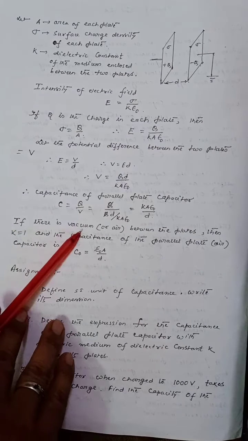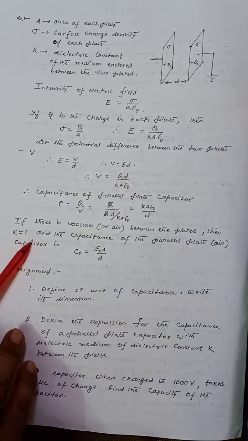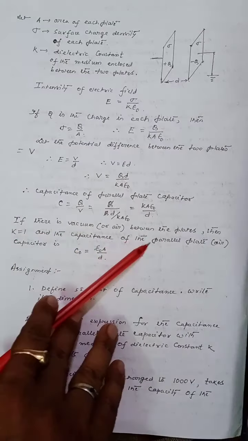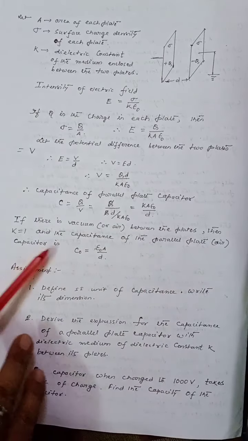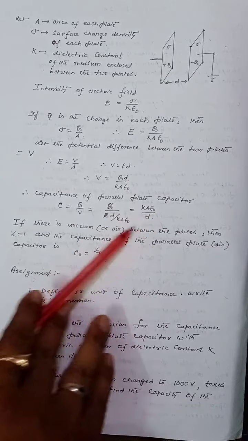If there is vacuum or air between the plates, then K equals 1 and the capacitance of the parallel plate air capacitor is given by C naught equals A epsilon naught by d.